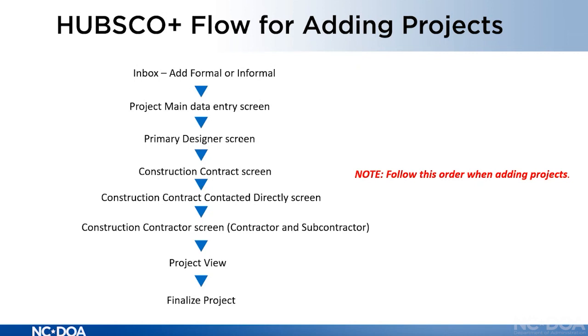And you could go back to the primary designer later on. But I tend to recommend that you just go from the project main to the primary designer and to the construction contract screen. And then from there, go to contracts, construction contractors solicited directly screen. We need to update that. And then the construction contractor screen for who you're actually going to use for the contractor or subcontractor. And then there's the project view, and you finalize the project. So we would strongly recommend you follow this order as you're going through it so you don't miss anything.